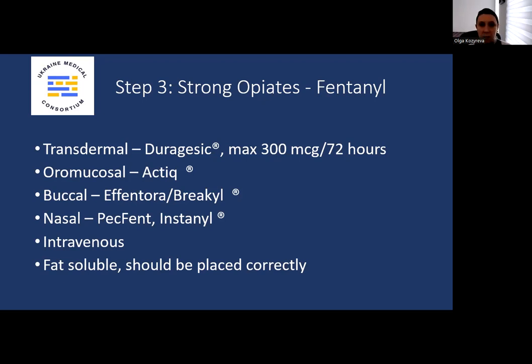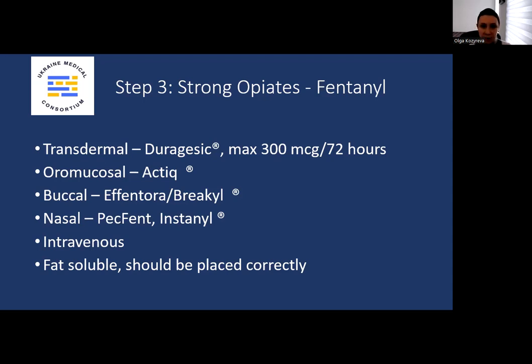Nasal fentanyl, Pepfent or Instanil, can be used as a nasal spray, especially helpful for patients with severe paroxysmal pain, or patients who cannot swallow, or when a nurse is not readily available. So intravenous fentanyl exists too. Of course, we use it in the inpatient setting.